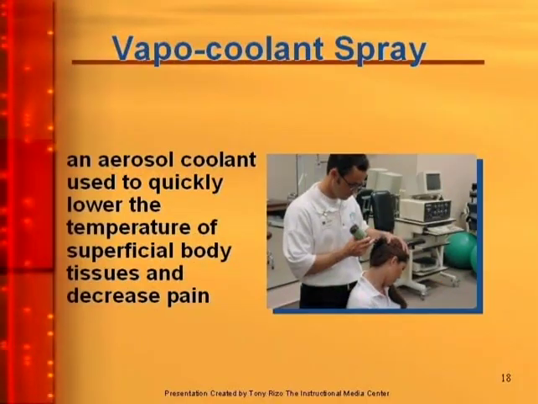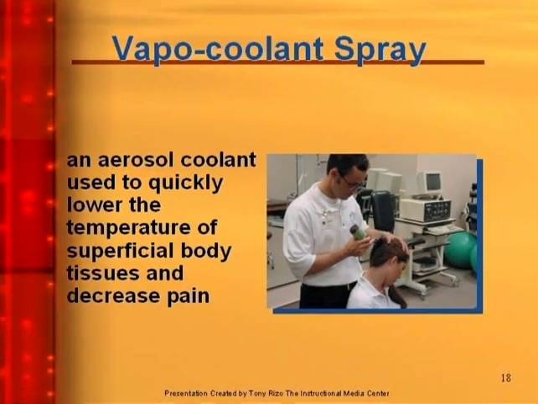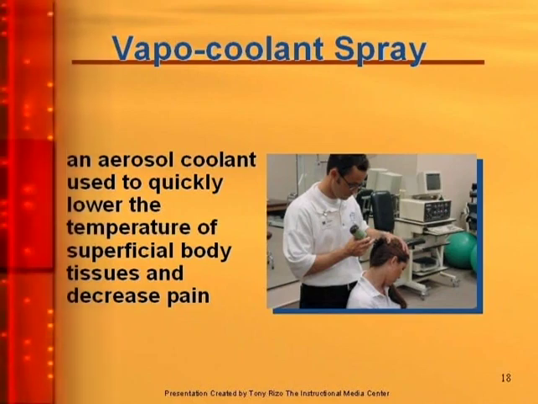Vapo coolant spray. This is an aerosol cooler. Say, for example, you have a muscle that's tight, a hamstring, a back. What you do is you follow the muscle fibers, and this will help to decrease the pain, and it will also get rid of some of the spasm that you run into. It's a great modality to use.